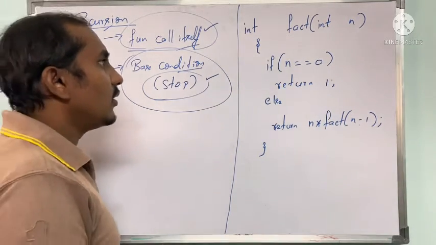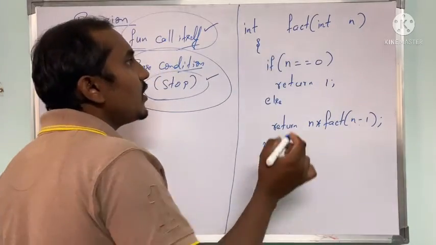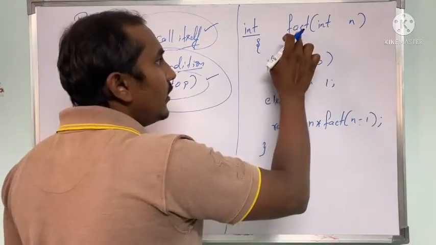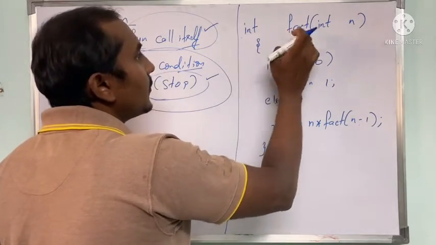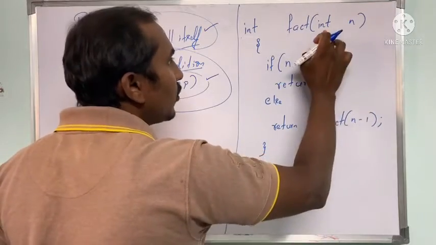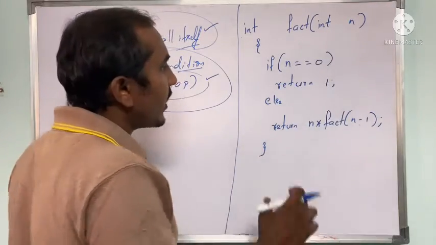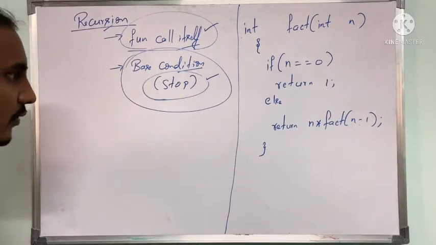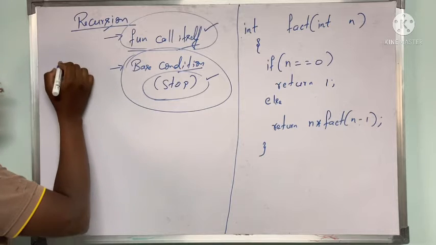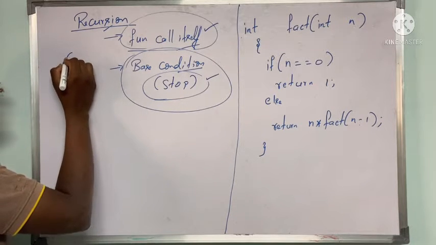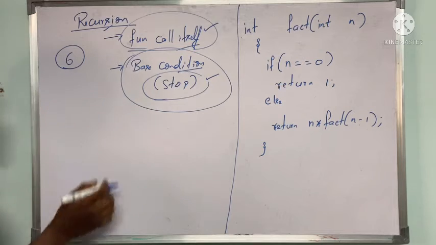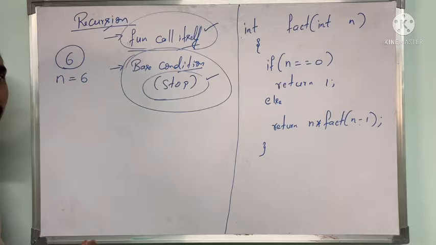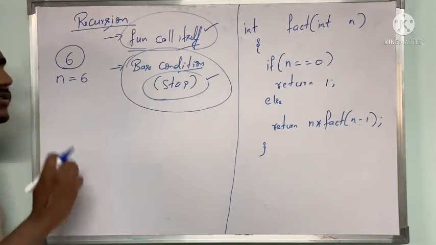Now in this function we have int, which represents the return type, and fact, which is the name of the function, and it is taking a parameter, integer n, and it has these statements. So we are going to see how this is going to execute. Now from the main function, if I want to find the factorial of some number, say 6, then n value is nothing but 6.